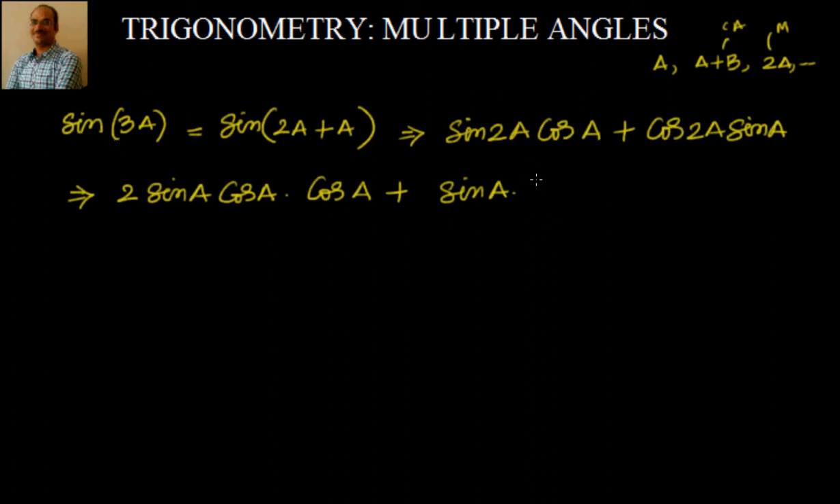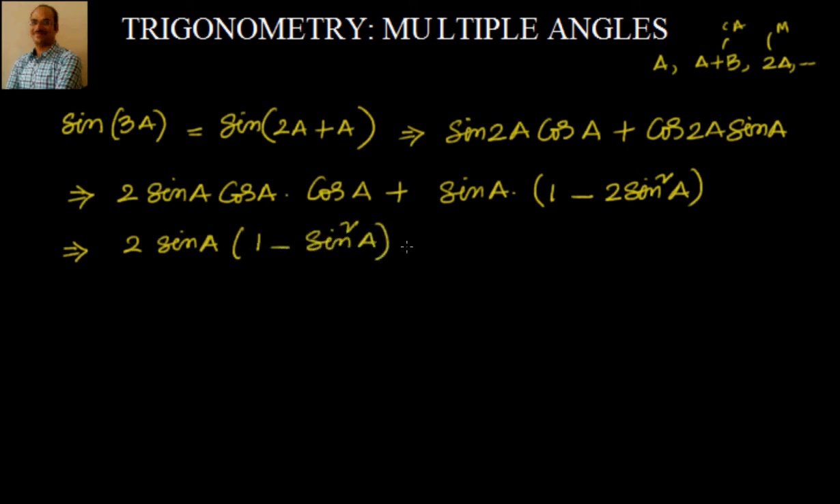Now since it is in sin, we want everything to be sin. So I will write cos 2A not as cos square A minus sin square A, I will write it as 1 minus 2 sin square A, which is the same. Now 2 sin A cos A into cos A is 2 sin A cos square A. I said our objective is to keep them in sines. So I will write it as 2 sin A into 1 minus sin square A, plus sin A minus 2 sin cube A.